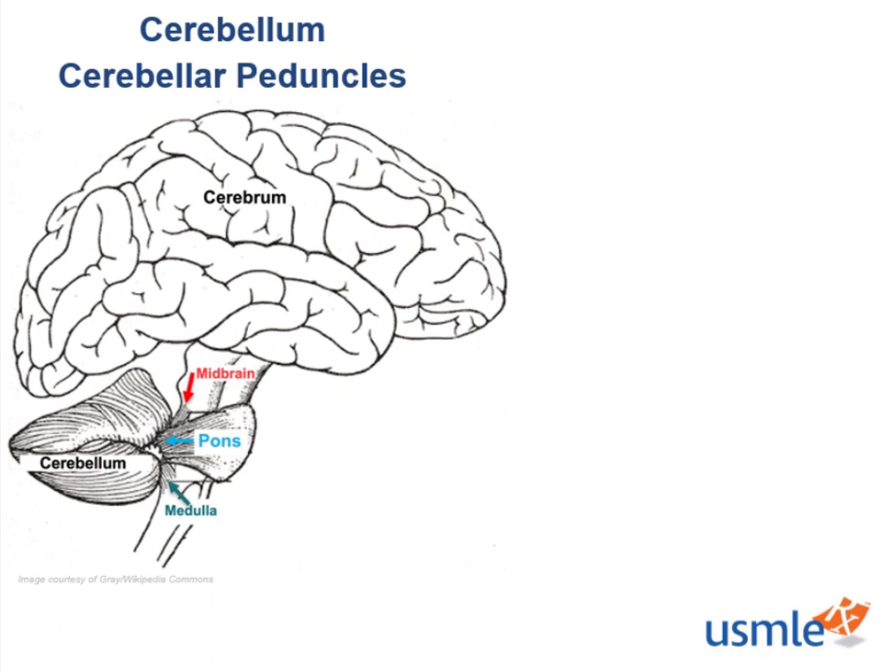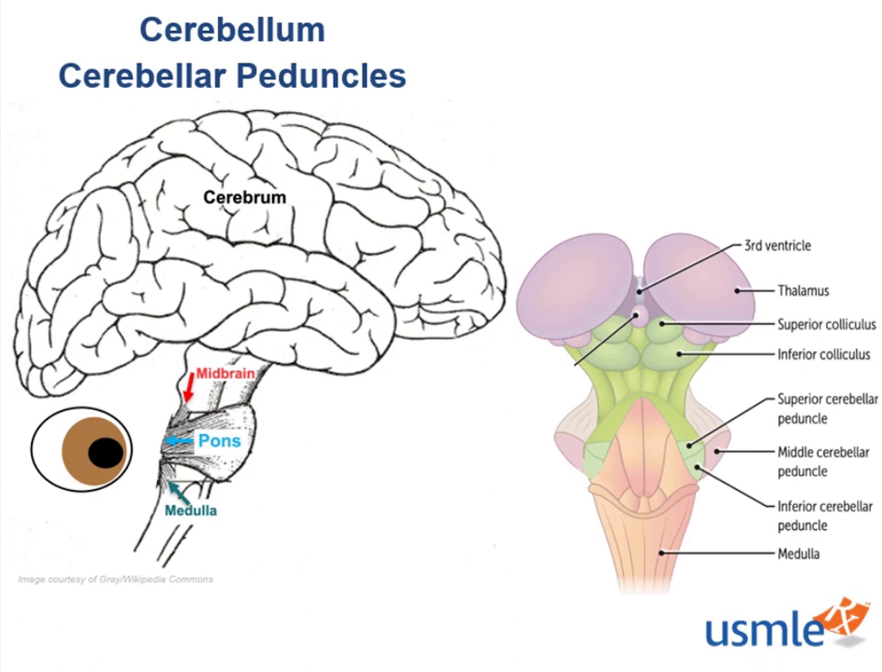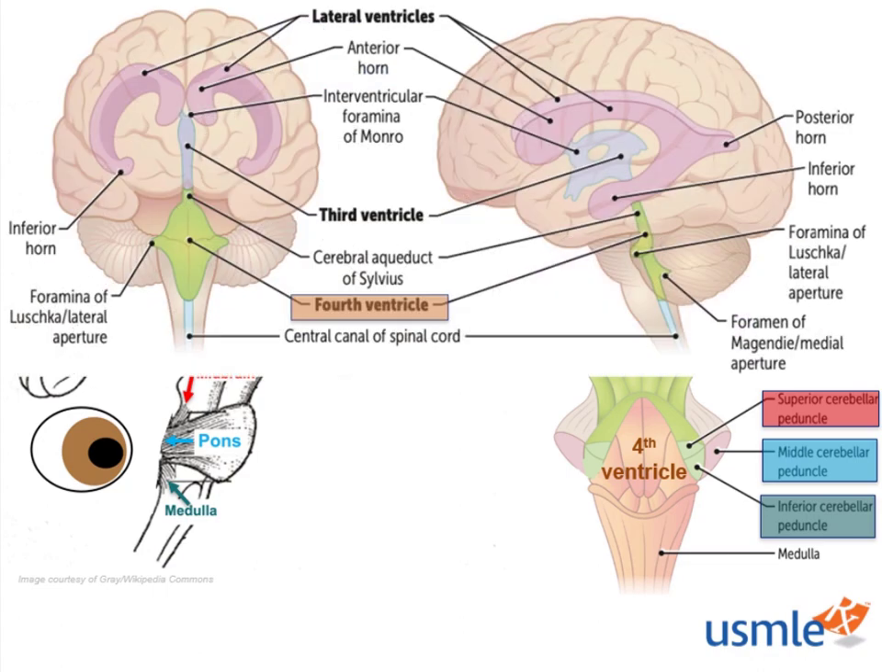Not shown in this image is how the cerebellum and its peduncles help form the fourth ventricle. To understand this anatomy, we need to remove the cerebellum and look at the backside of the brainstem. In this view, appreciate the superior, middle, and inferior cerebellar peduncles and how they contribute to the shape of the fourth ventricle. This anatomy is better shown in this image of the ventricles, with the fourth ventricle being highlighted.